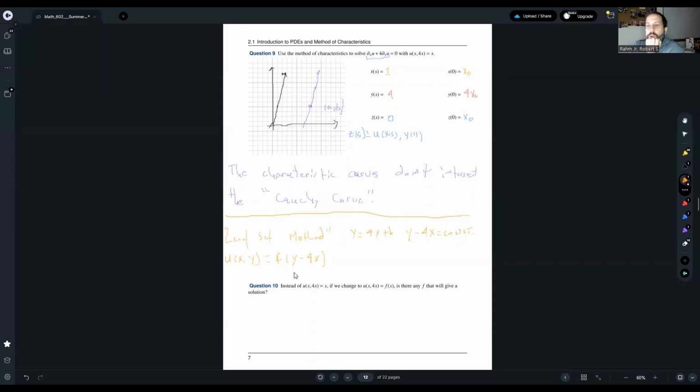Okay, so any function of this form will satisfy the PDE. But does it satisfy the Cauchy data? So does this function satisfy this Cauchy data, which I have circled in red?